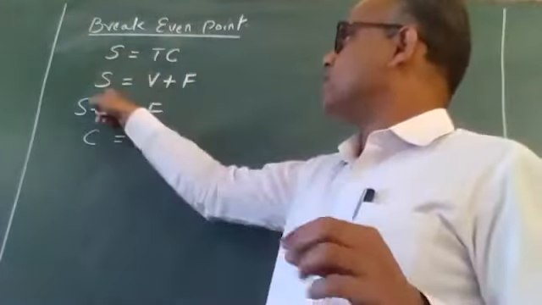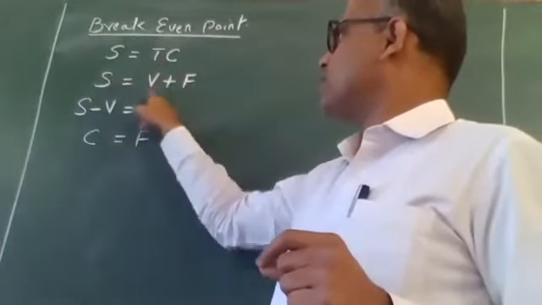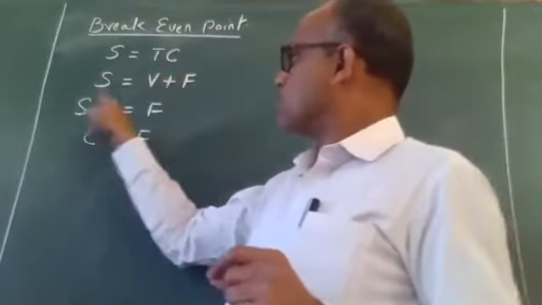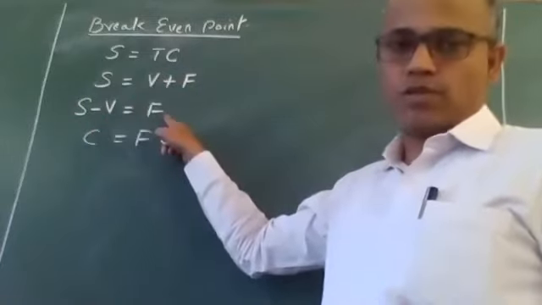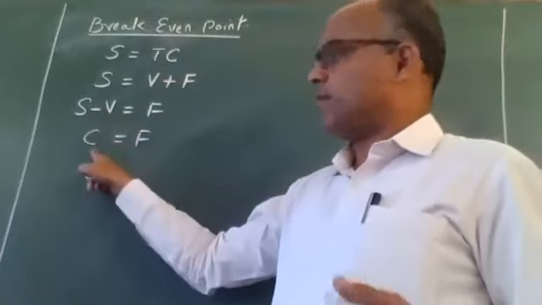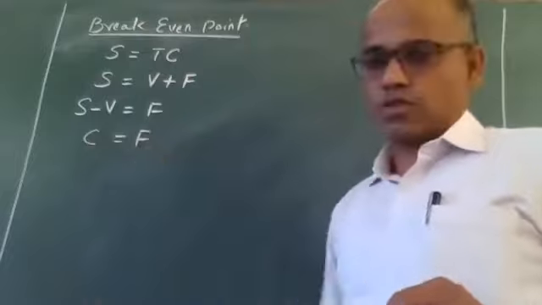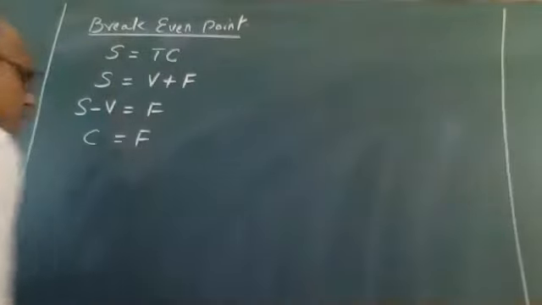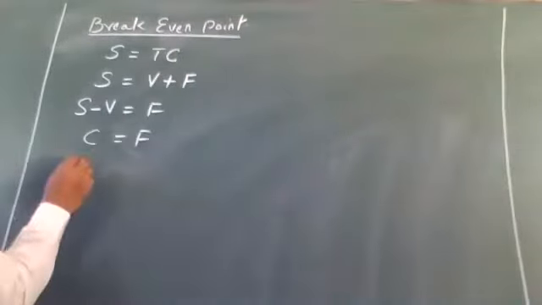So my sales is equal to total cost, which is bifurcated into variable and fixed. So sales minus variable cost should be equal to fixed cost, or in other words, my contribution will be equal to my fixed cost. Now, how do you find out break-even point with the help of a formula?